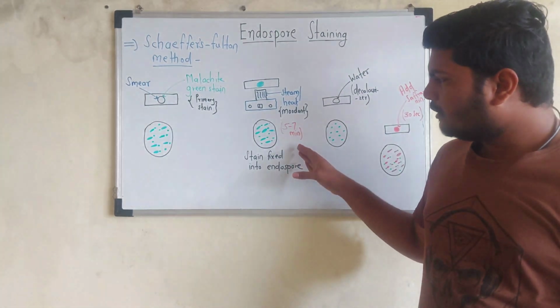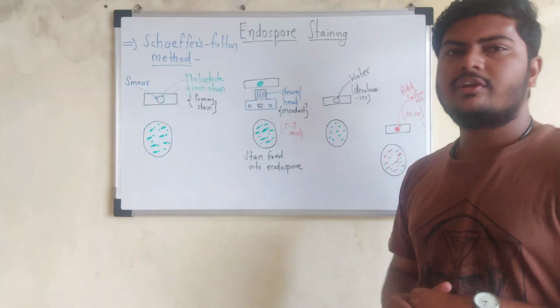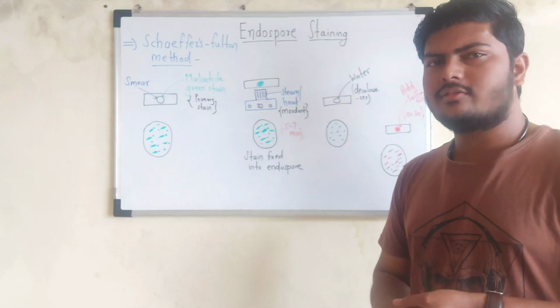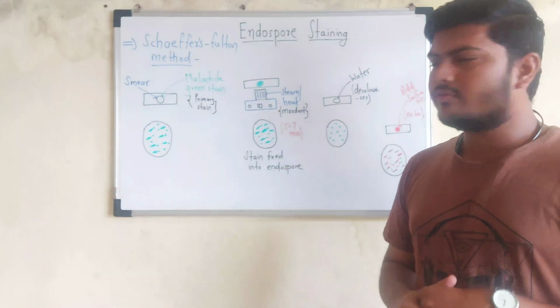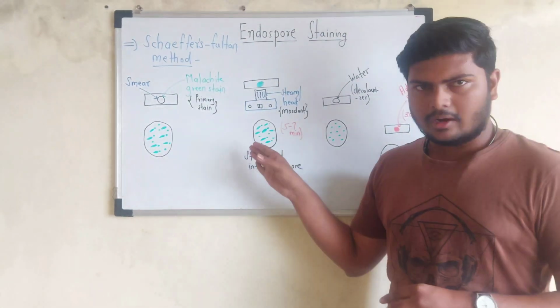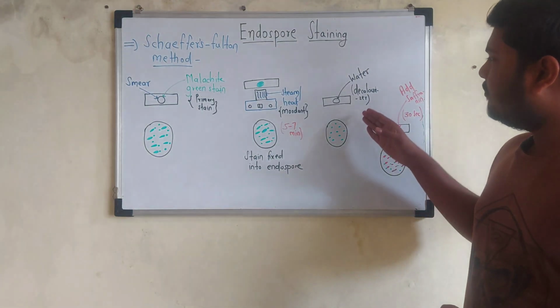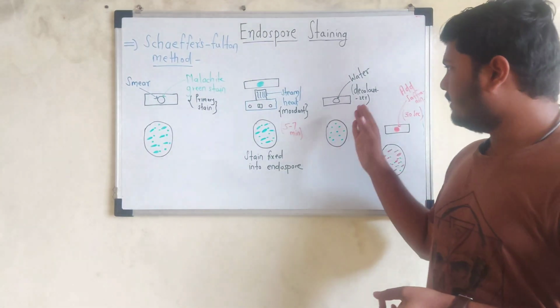So after doing this for 5 to 7 minutes, in this method we do not use any extra stain as a mordant. In this case we are just providing the steam to it. After this we will wash this slide with water, which acts as the decolorizer in this case.